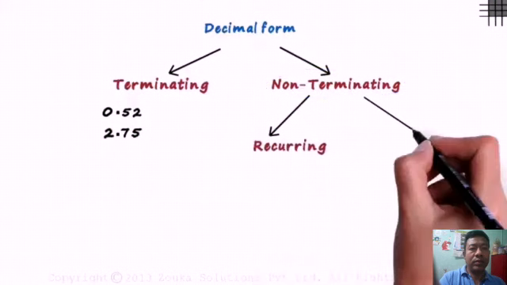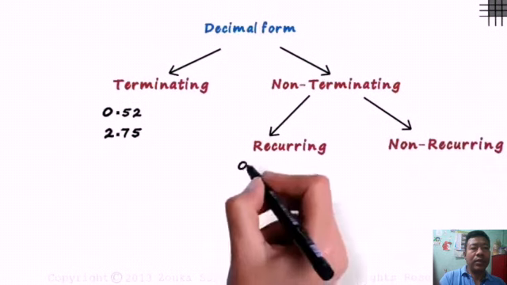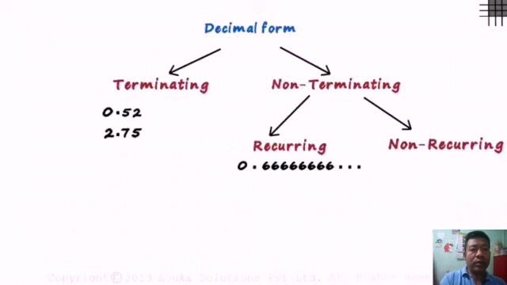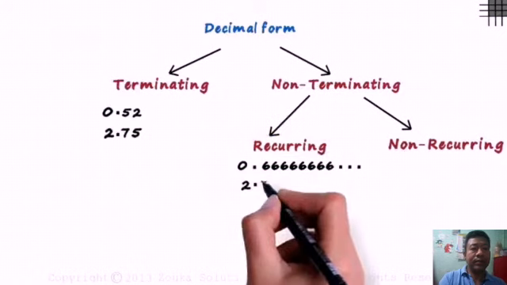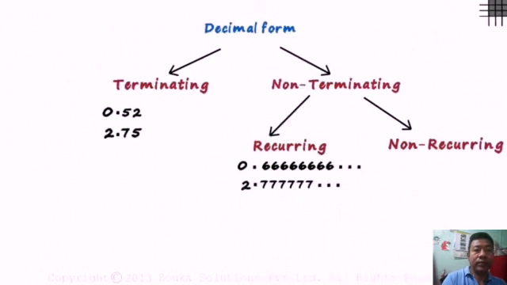Let us see, non-terminating decimals are of two types. One is recurring, one is non-recurring. For recurring, an example is 0.6666. Here this digit 6 is repeated again and again indefinitely. Let's see one more example of recurring decimals. 2.7777 and so on. Here the digit 7 is repeated again and again, and that is why it is a recurring decimal form.